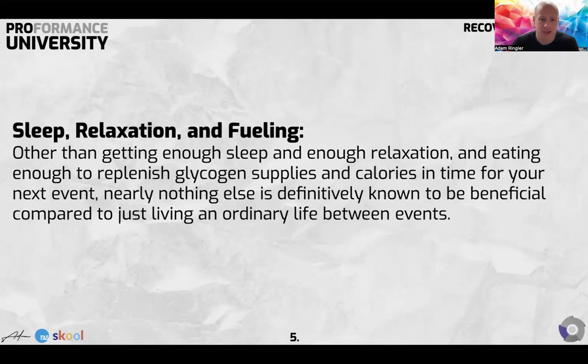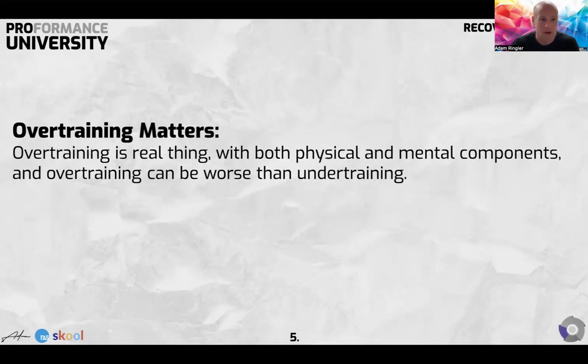Sleep, relaxation, fueling. Other than getting enough sleep and enough relaxation and eating the proteins and enough carbohydrates to replenish glycogen supplies and calories, nearly nothing else, peer reviewed, is definitively known to be more beneficial compared to just living an ordinary life between events. No Normatec, no cryo, no hydration. Just get enough sleep, enough relaxation, eat the right things, get your calories in, and that is about the basis of what you need to do.